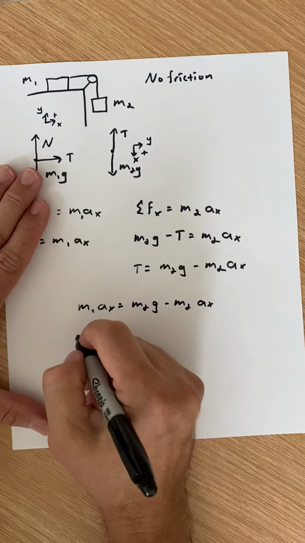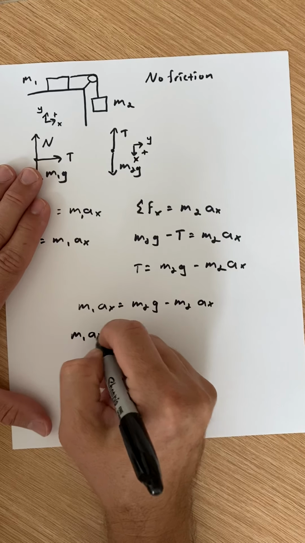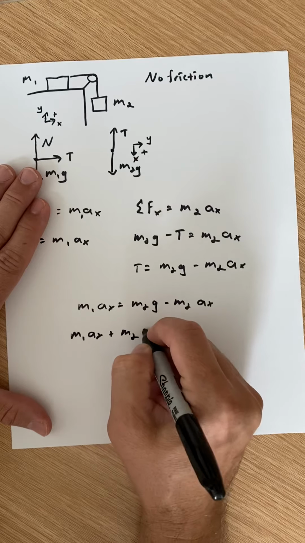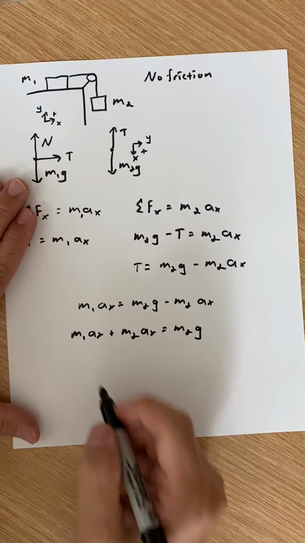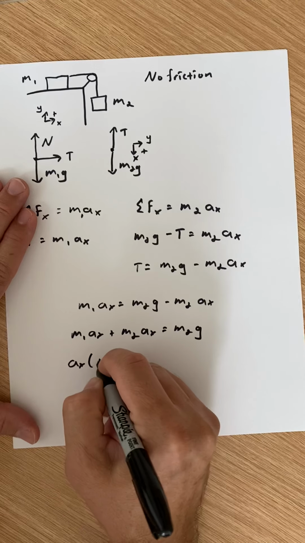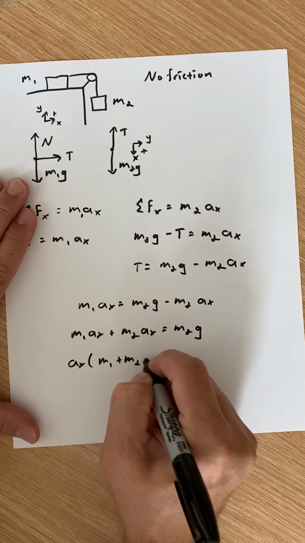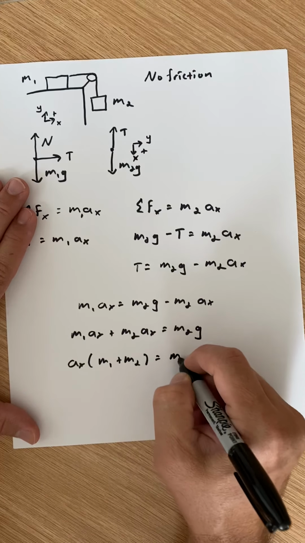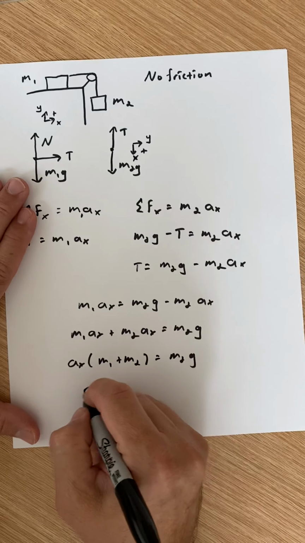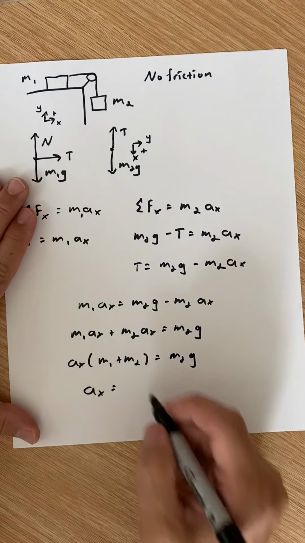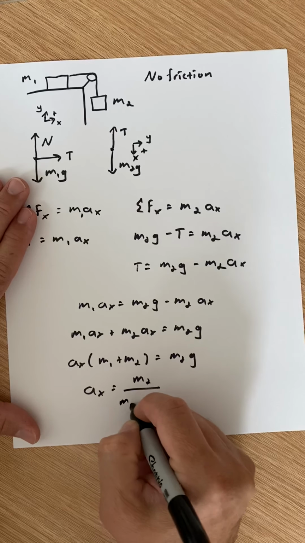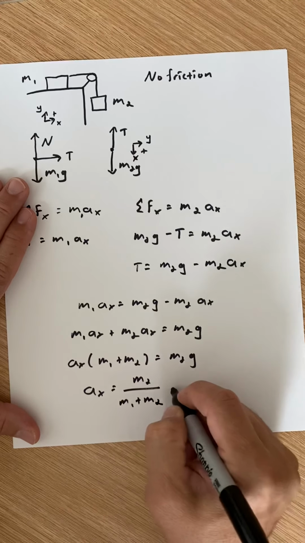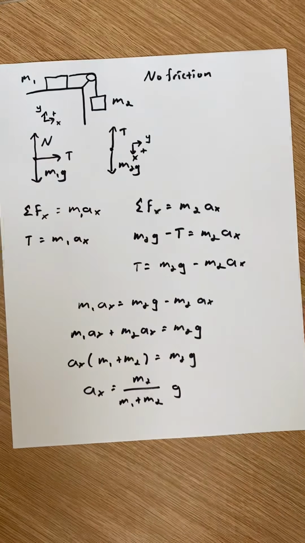Collect like terms. m1 ax plus m2 ax equals m2g. Factor out ax times (m1 plus m2) equals m2g. Therefore, ax is equal to this term. This is how I like to write it: m2 over (m1 plus m2) times g.